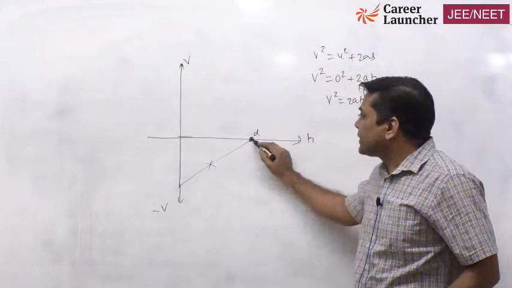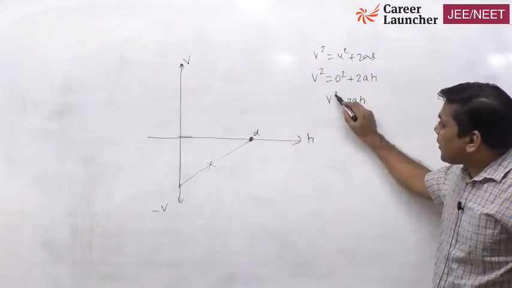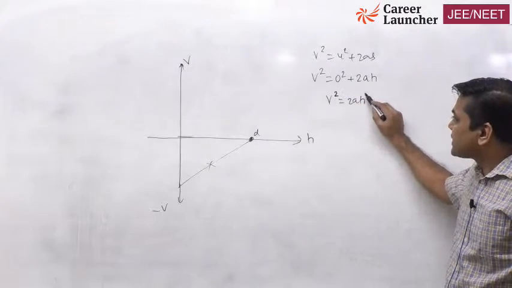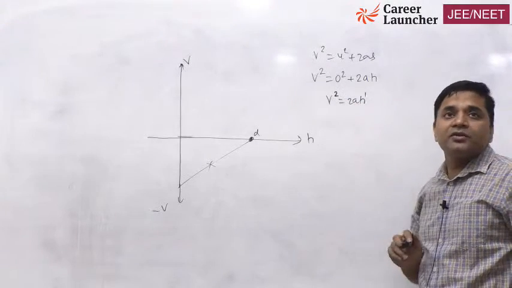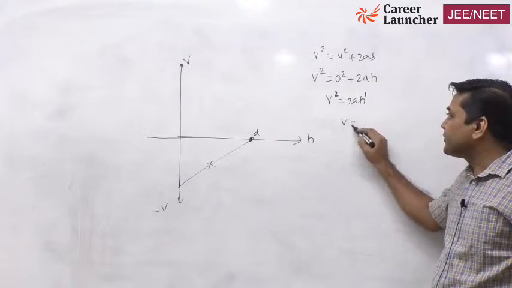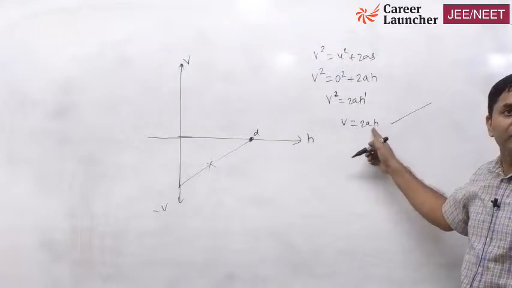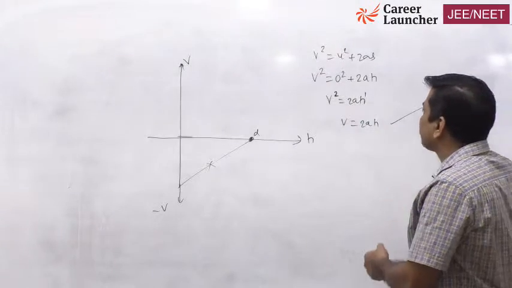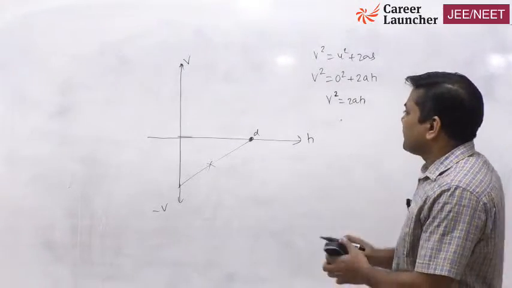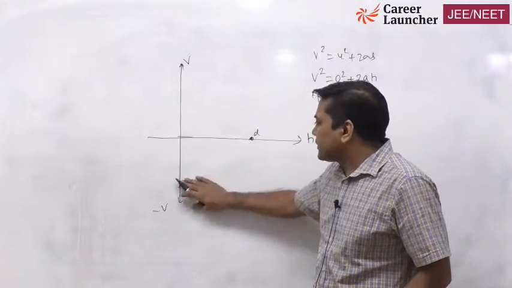So this is the d point, and you can see that here v has power 2 and h has power 1. So what kind of graph is it? It is not a straight line. A straight line graph would have been there if it were v equal to 2ah, something like this. Then it would have been a straight line passing through the origin. So the graph is like this, and it will be curved.